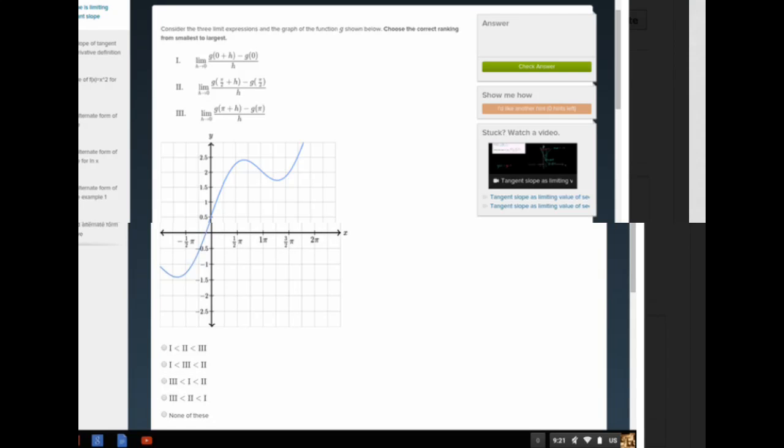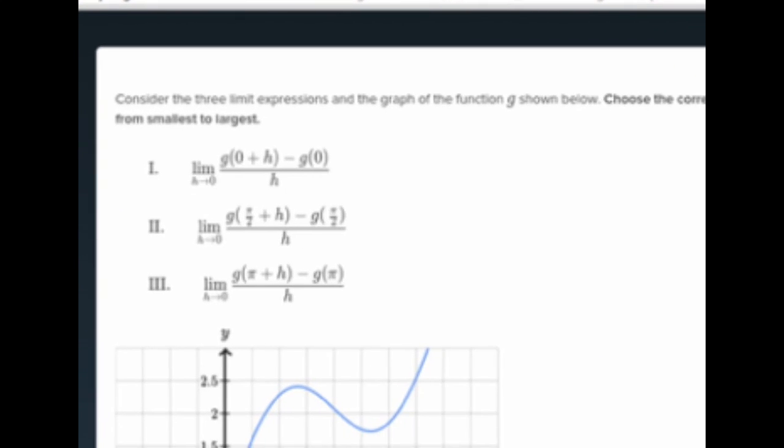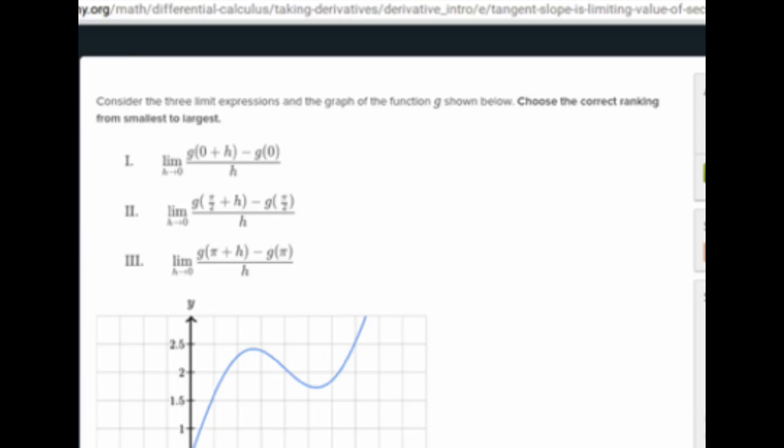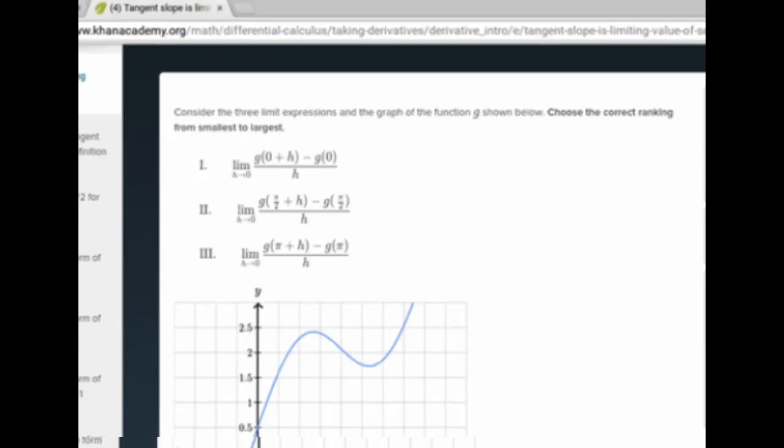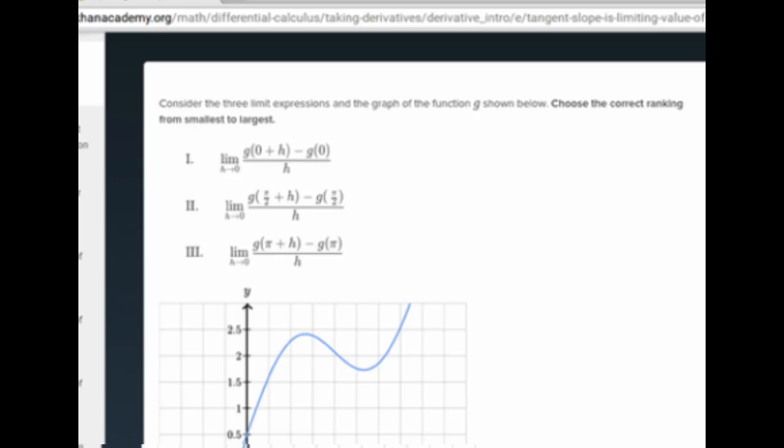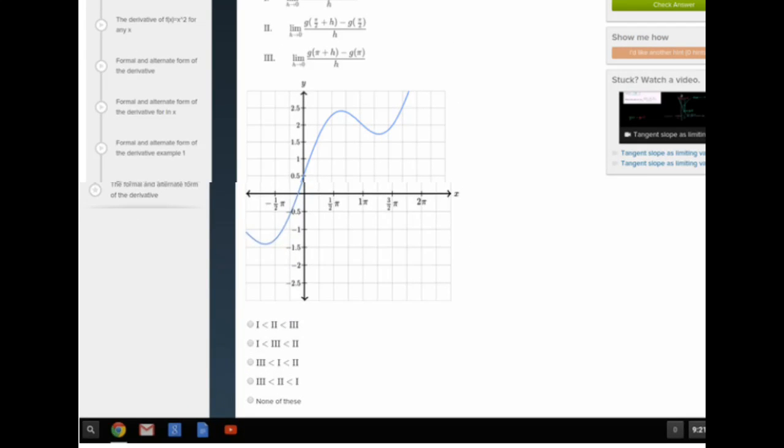All right, let's take a look at this. What is it asking? It's asking, consider the three limit expressions in the graph of the function g shown below. Choose the correct ranking from smallest to largest. Okay, so what are they talking about?